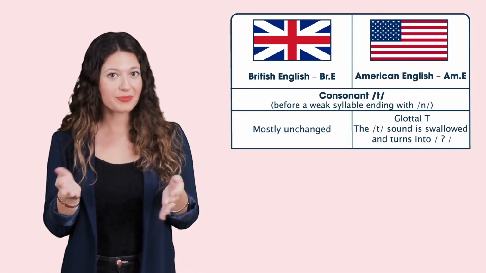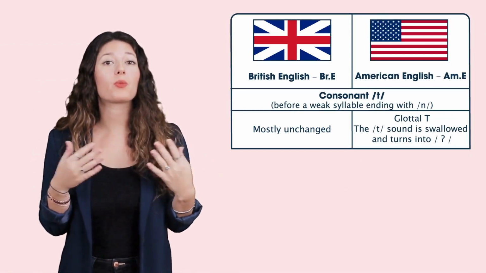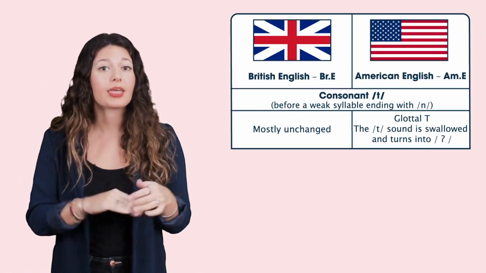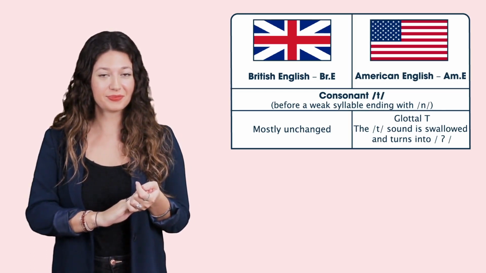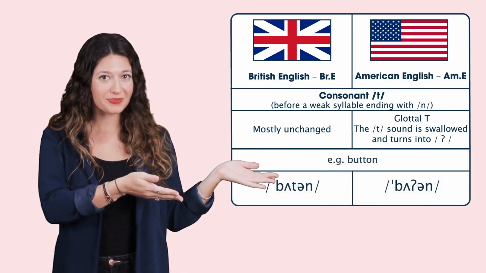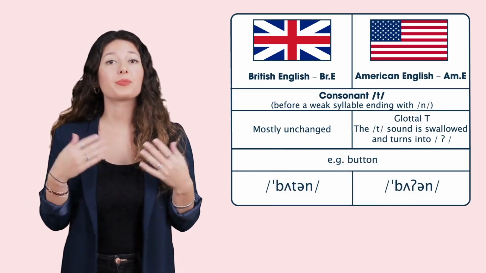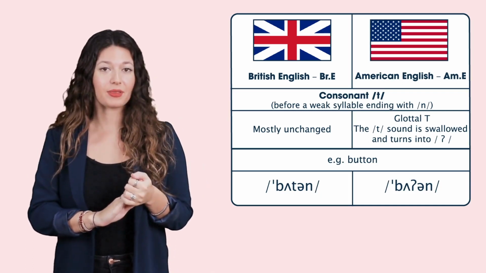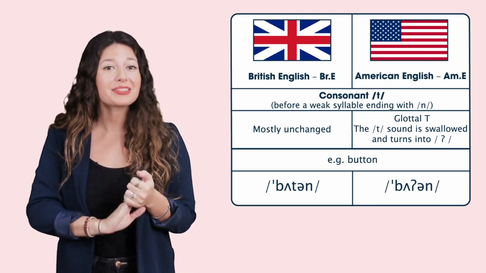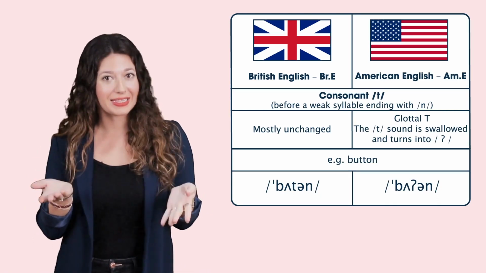Another thing to remember, when the consonant T is before a weak syllable ending with N, it is swallowed and turns into a glottal T. Have a look at this word. In British English, it is pronounced button. But in American English, it's pronounced button. It seems there are a lot of things to remember. Don't worry, you will practice all of these throughout this course, and it will become your second nature effortlessly.